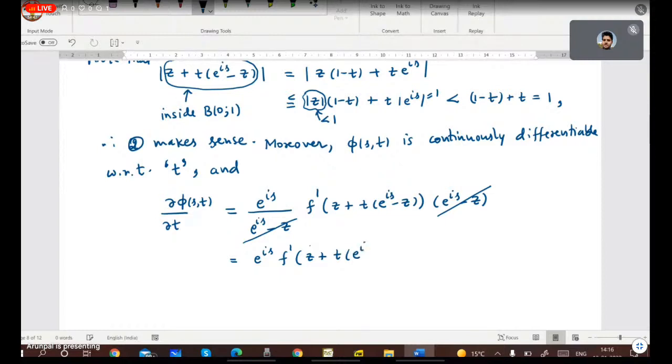e^{is} f dash of z plus t(e^{is} minus z). We are left with this. So class, let me call it number 3.